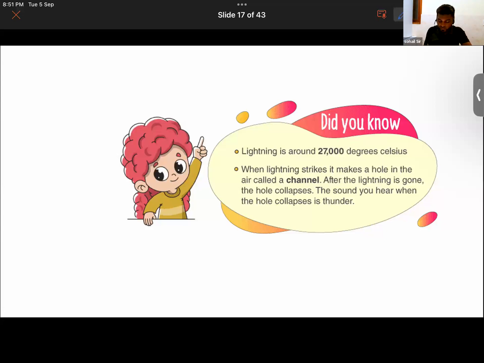So one more thing I told in the previous class, that whenever there is lightning, the temperature generated during that time is 27,000 degrees Celsius. Imagine the amount of energy it consists of. And imagine if humans were to harness this energy.